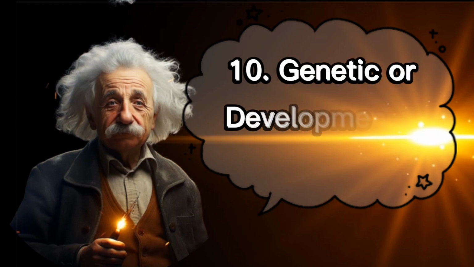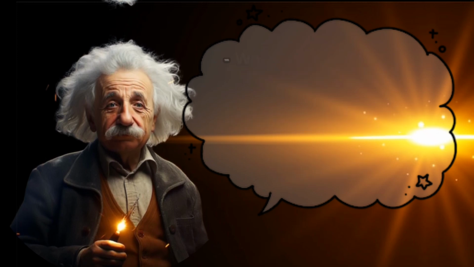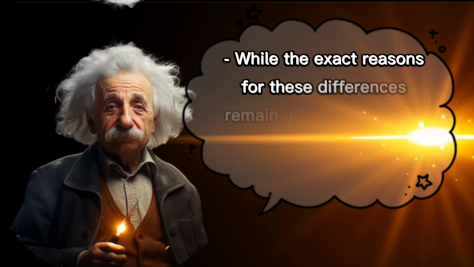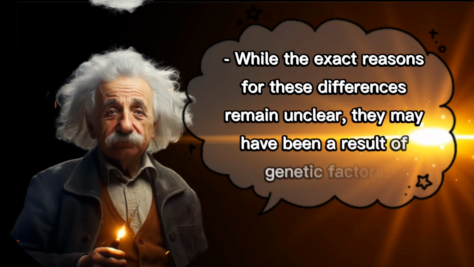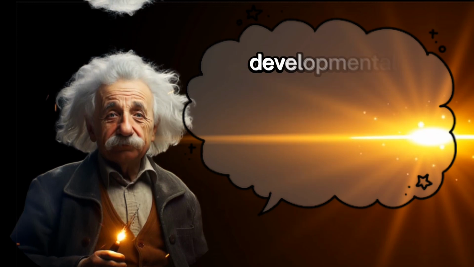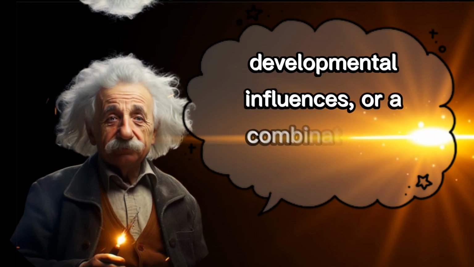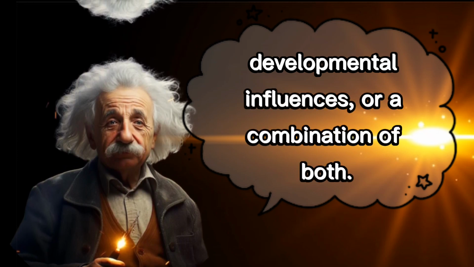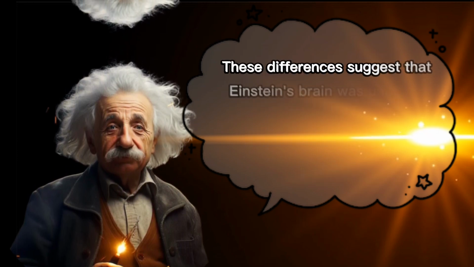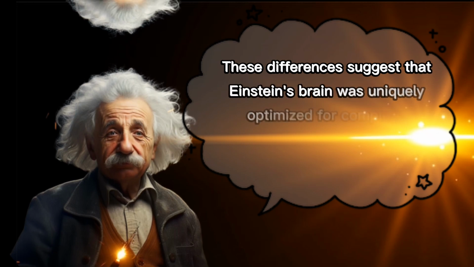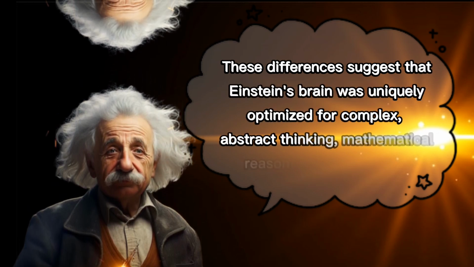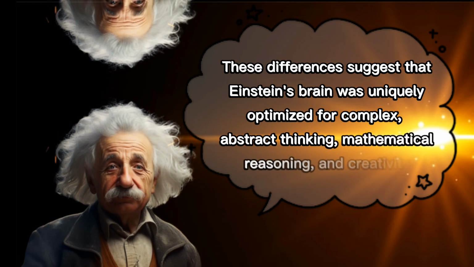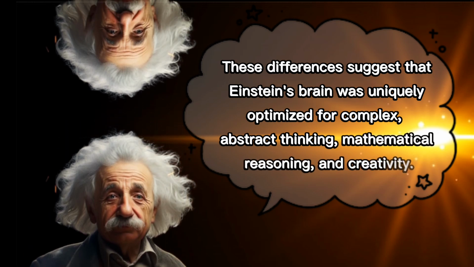10. Genetic or developmental factors. While the exact reasons for these differences remain unclear, they may have been a result of genetic factors, developmental influences, or a combination of both. These differences suggest that Einstein's brain was uniquely optimized for complex, abstract thinking, mathematical reasoning, and creativity.